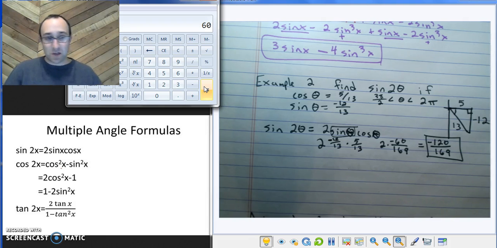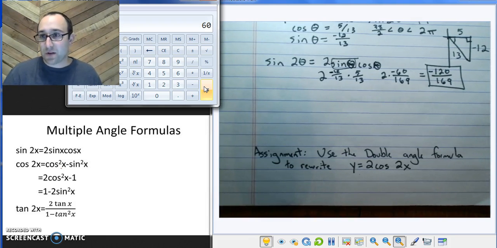All right, ladies and gentlemen, here is your assignment. Your assignment is to use the double angle formula to rewrite y equals 2 cosine 2x.